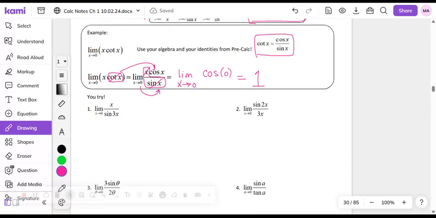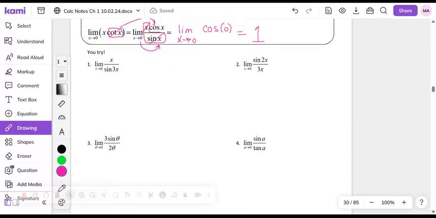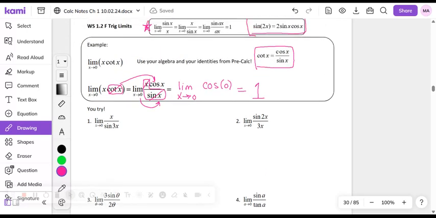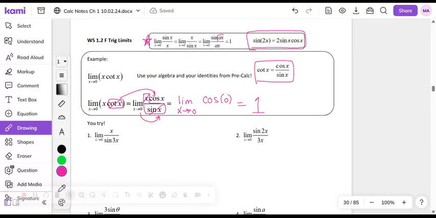Okay, so let's work through a couple of problems together. Looking at number 1, we have the limit as x approaches 0 of x over the sine of 3x. Now you might think, oh, I can just cross out the x and the sine of x and I would be left with that 3 in the denominator. Not so fast. We have to think about the rule that says we have to have the coefficient in here and here to be the same.